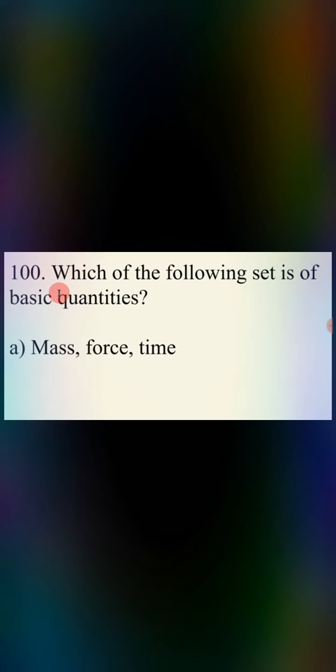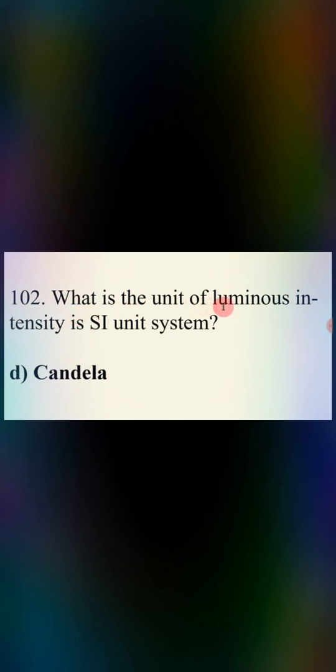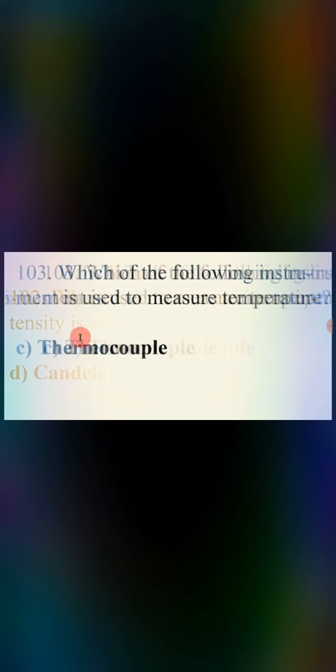Which of the following set is of basic quantities? Basic quantities are mass, force and time. One inch is equal to how many centimeters? 2.54 centimeters. What is the unit of luminous intensity in the SI system? Candela.